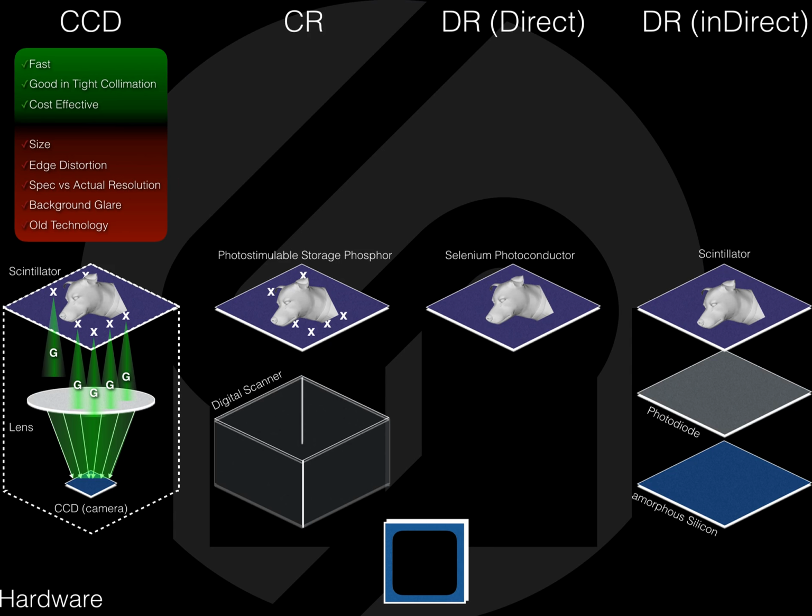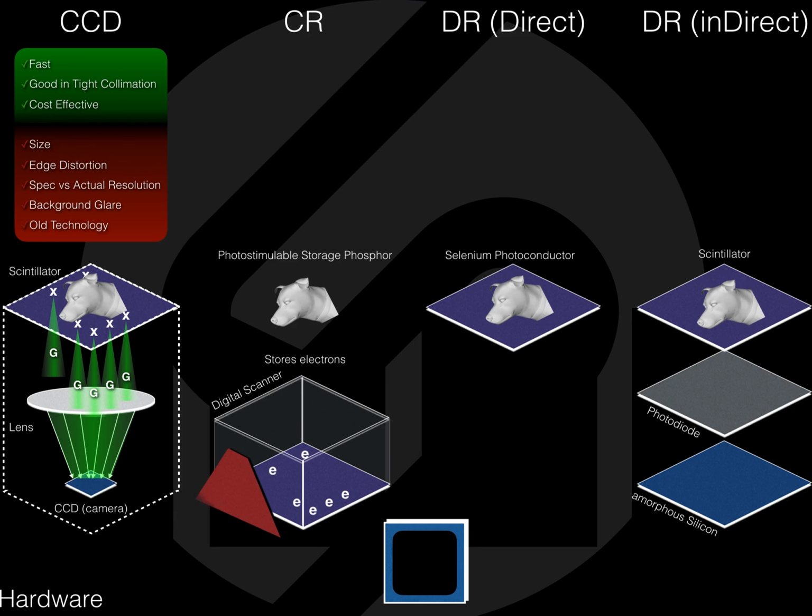For computed radiography, or CR detectors, X-ray photons pass from the generator through the patient, and those that are not absorbed by the patient are incident on a layer of material with photostimulable storage phosphors, which convert them into electrons and store these electrons. To get an image, the cartridge that contains this material is placed into a digital scanner, where a laser beam scans the entire exposed area. As the laser beam passes through a region of the material, the stored electrons are released and read by a computer, which then processes the signal into an image.